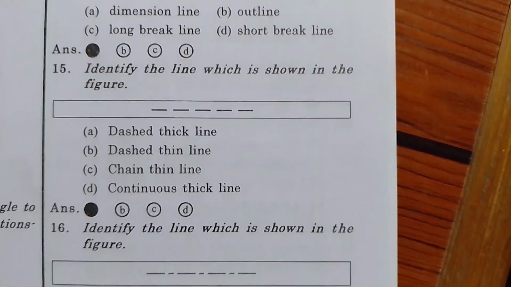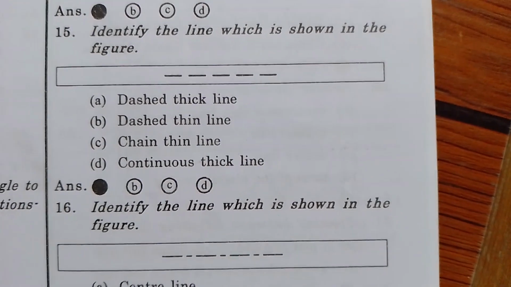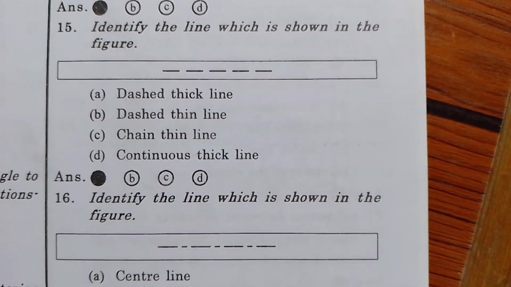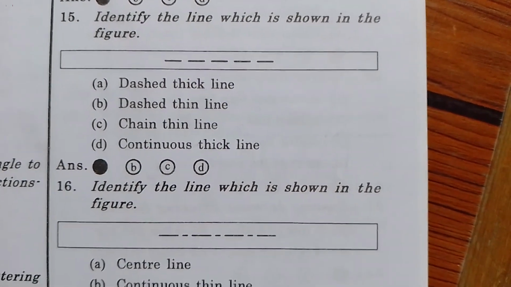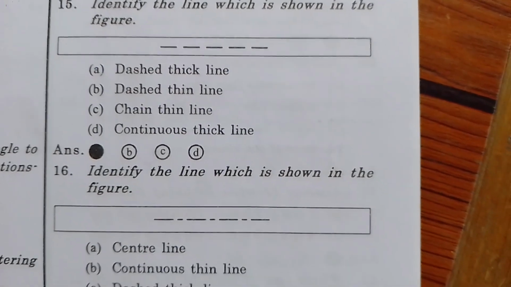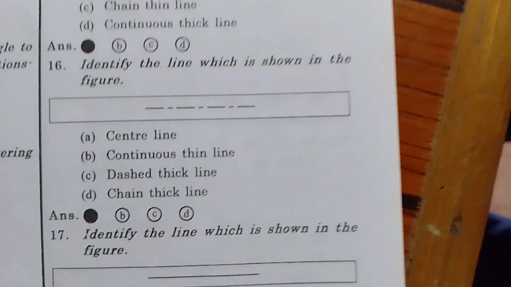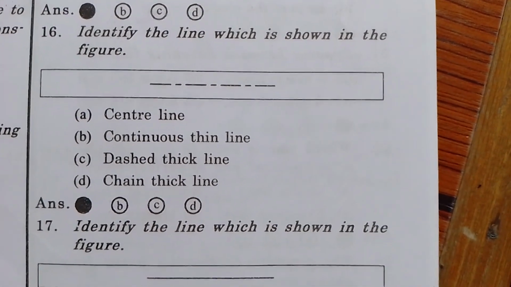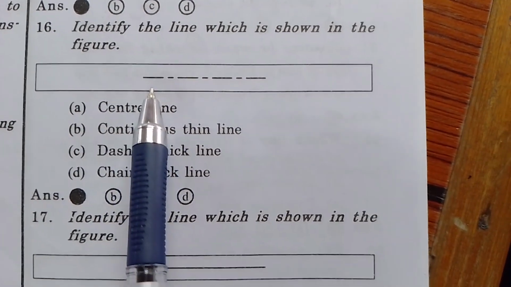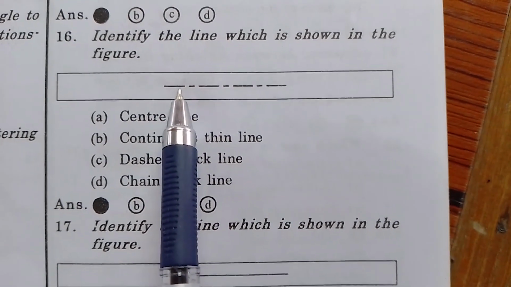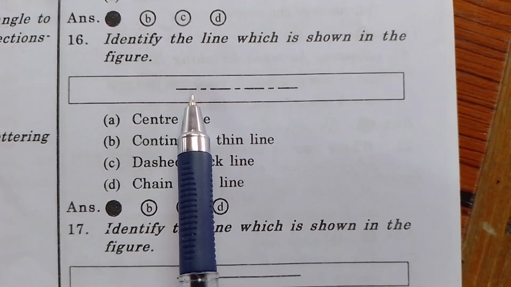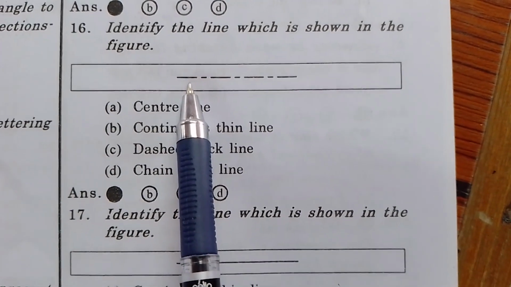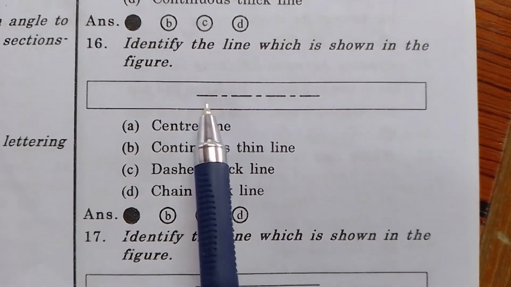Question number 15. Identify the line shown in the figure: dash thick, dash thin, chain thin, continuous thin line. It is a dash thick line, a thick line. Question number 16. Identify the line shown in the figure. You can see we have discussed this 2 or 3 times. This is a center line, a line which is 10 to 25 mm long. For larger drawings it is 25, for shorter ones we can take 10 or 15. It's up to the drawing. So it is a center line.